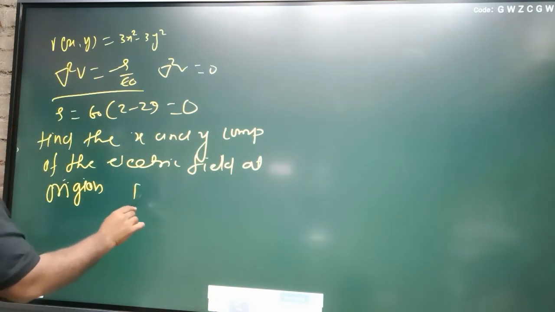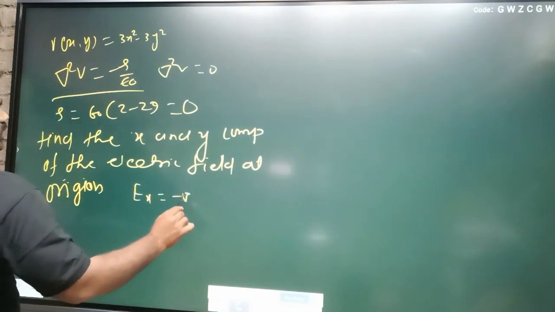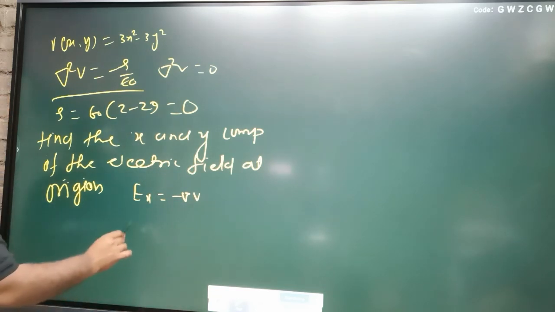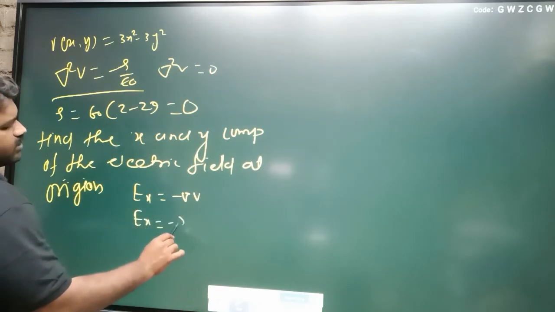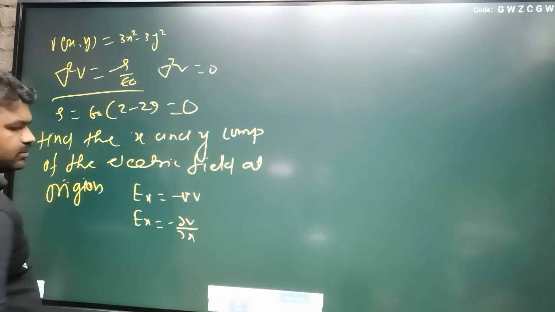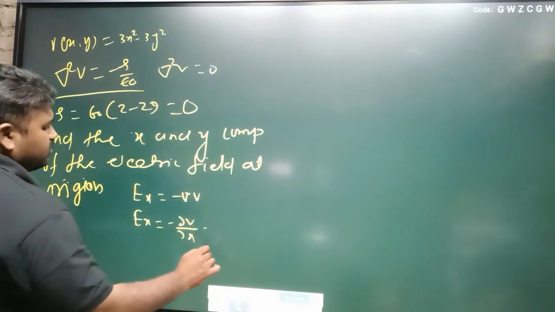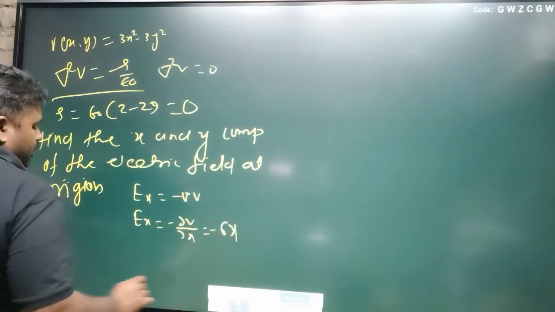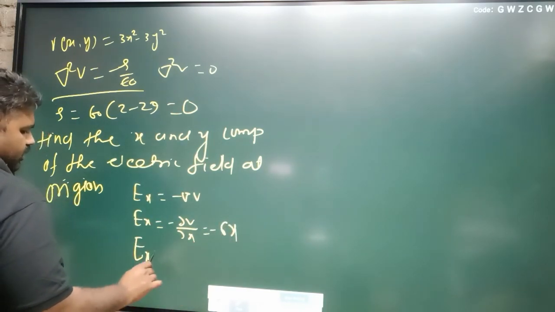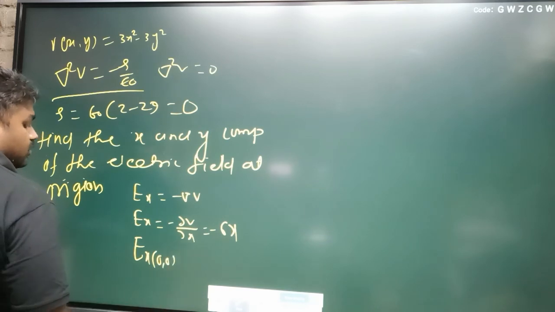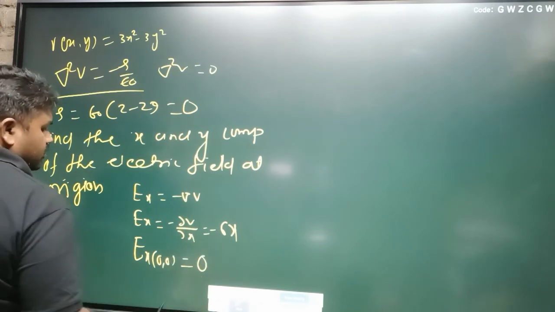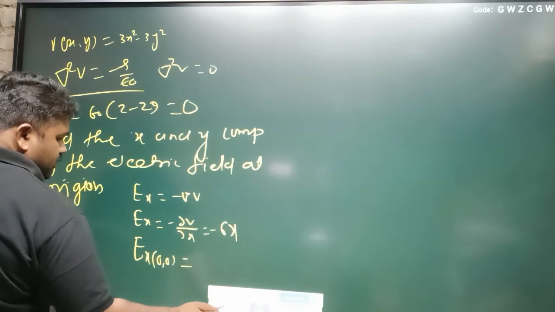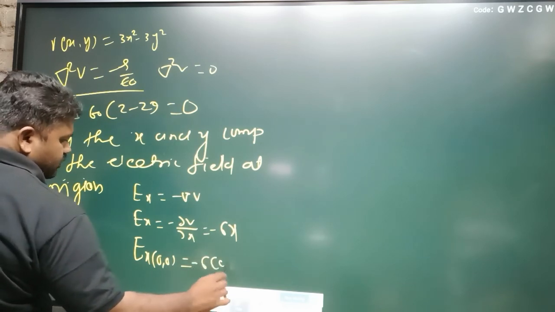Ex component: Ex is equal to minus del V upon del x. Minus del V upon del x is equal to minus 6x. But at the origin x is equal to 0, y is equal to 0, so minus 6 into 0 is equal to 0.